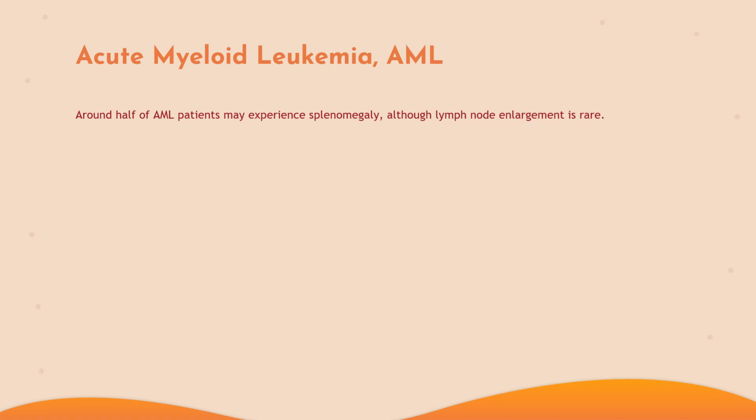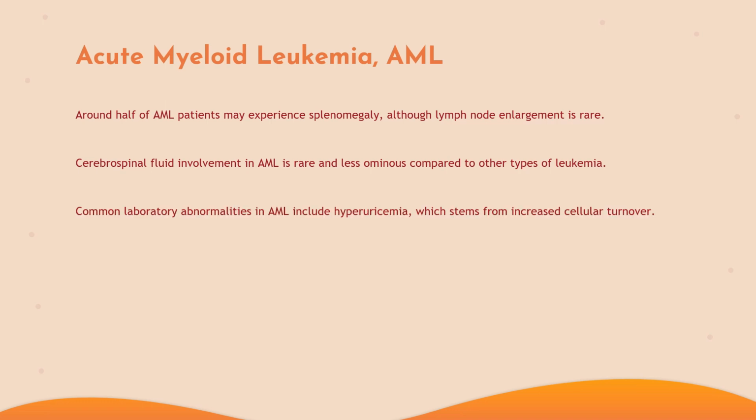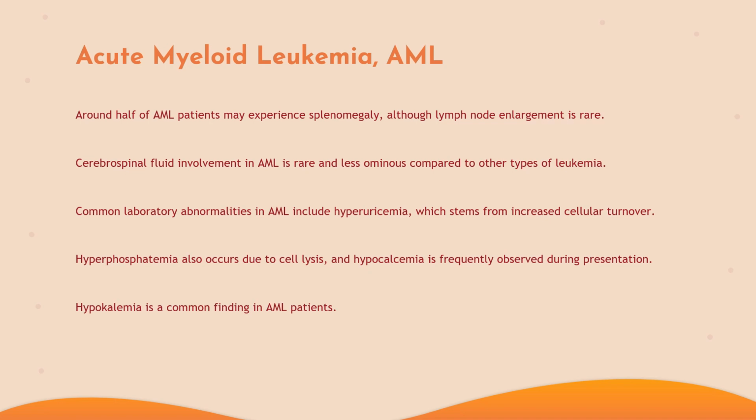Let's talk about organ involvement. Around half of AML patients may experience splenomegaly, although lymph node enlargement is rare. Intriguingly, cerebrospinal fluid involvement in AML is rare and less ominous compared to other types of leukemia. Common laboratory abnormalities in AML include hyperuricemia, which stems from increased cellular turnover. Hyperphosphatemia also occurs due to cell lysis, and hypocalcemia is frequently observed during presentation. Notably, hypokalemia is a common finding in AML patients.